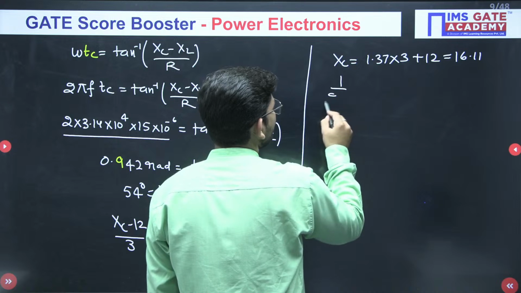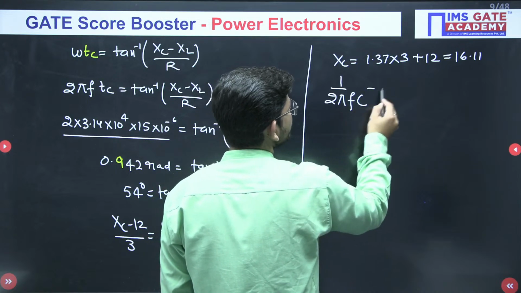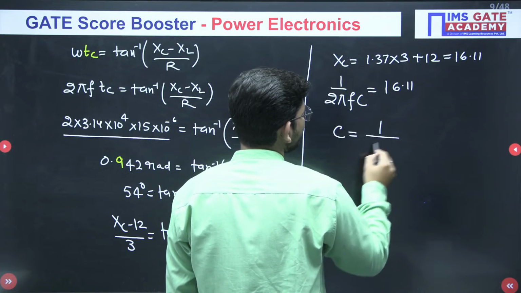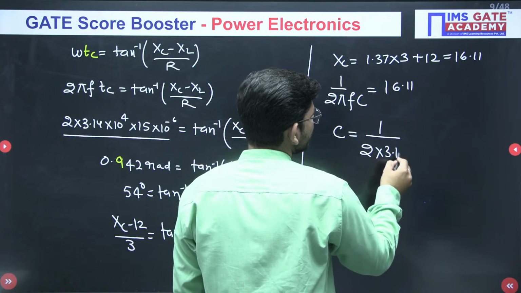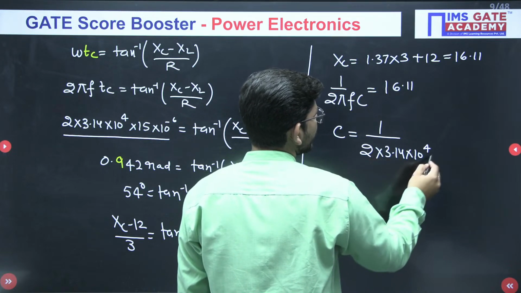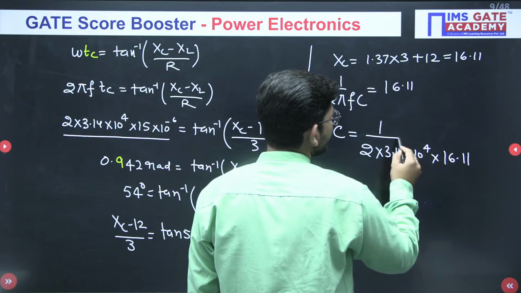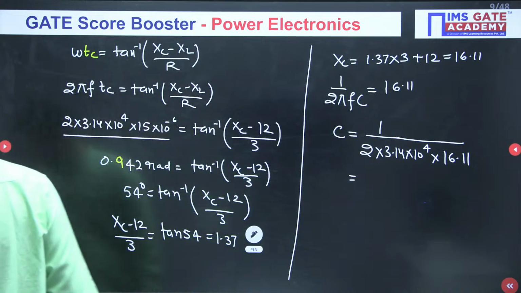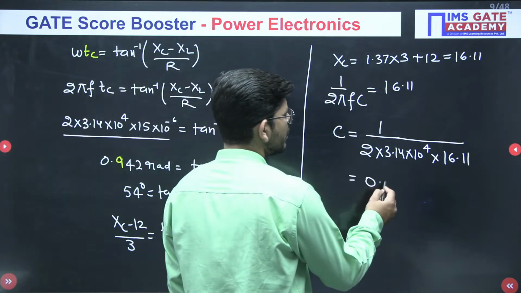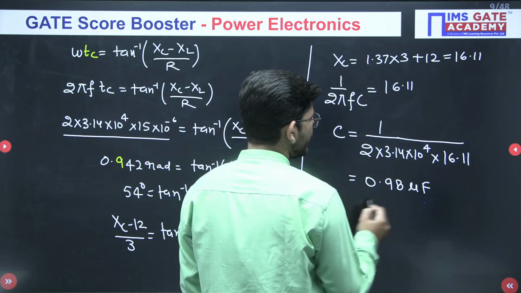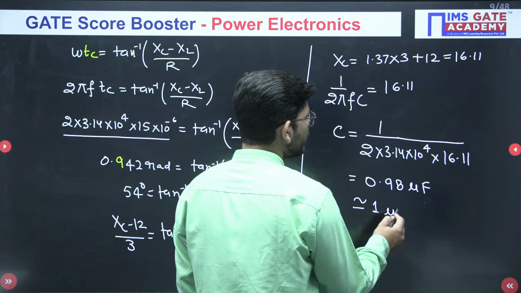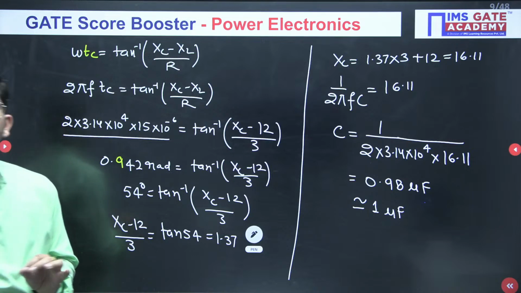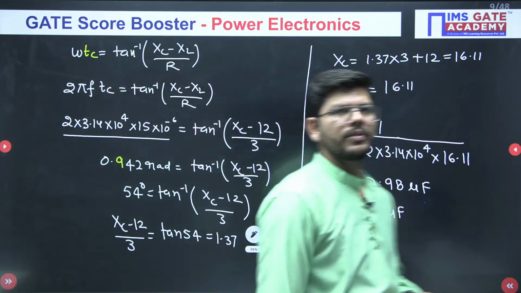XC is 1 upon 2 pi fC, which equals 16.11. So the possible value of C is 1 upon 2 pi, times F, which is 10 to the power 4, times XC, which is 16.11. When you solve this, the answer I am getting is 0.98 microfarad, or you can approximate and write 1 microfarad. That is also acceptable. So this is how you have to approach this kind of question.